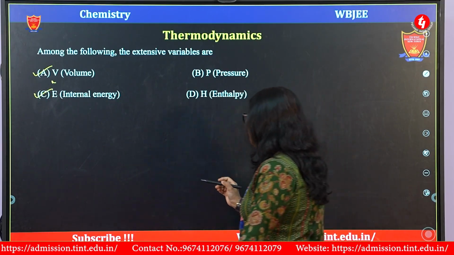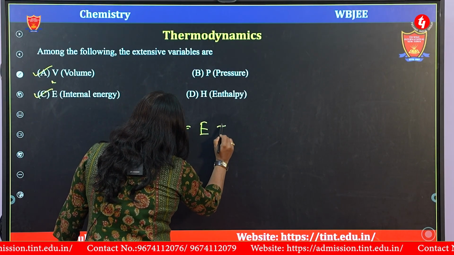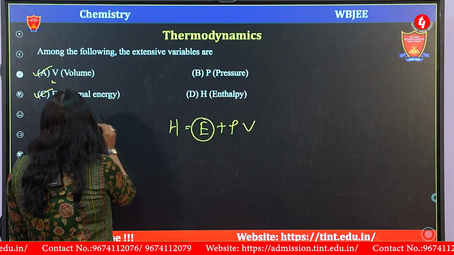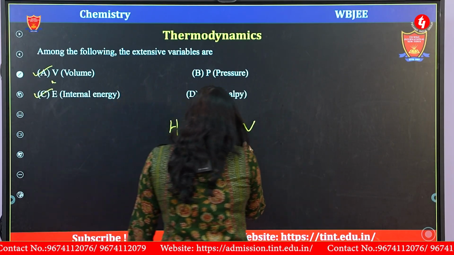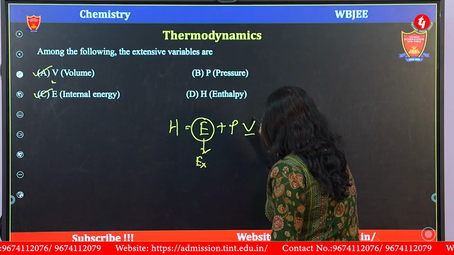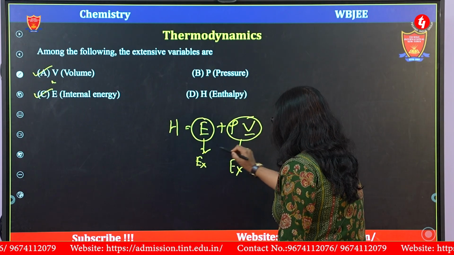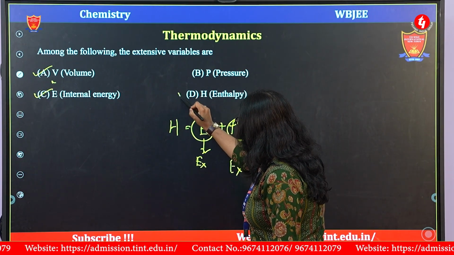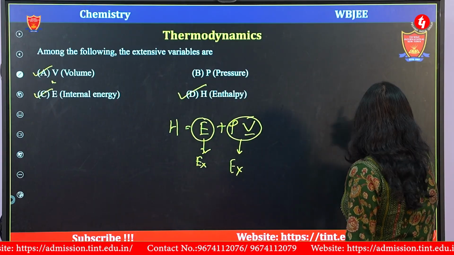Enthalpy. Enthalpy H is equal to E plus PV. E is internal energy, which is an extensive property. Pressure is intensive, but volume is an extensive property. So, overall this property is also extensive. Extensive plus extensive is overall extensive property. So, this is also an extensive property. Moving to the next question.